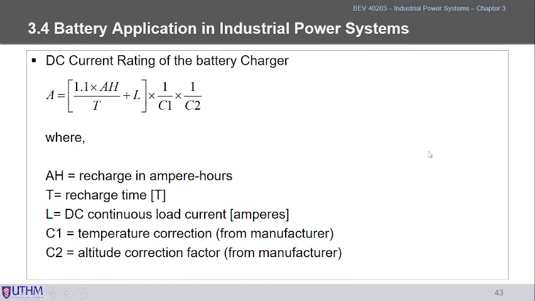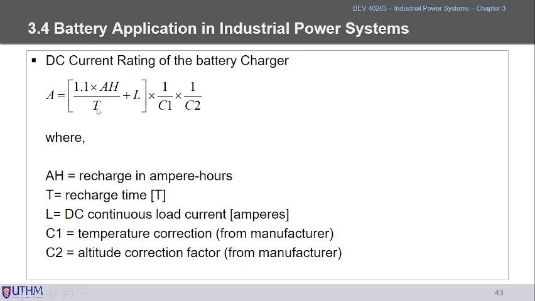Next, the DC current rating of the battery charger. So this is for battery charger A. How much is the battery charger current rating? It's defined in A here. It's 1.1 times the ampere hour, where ampere hour is the recharge in ampere hour. So how much ampere hour will be recharged at that particular time? And T is the recharge time.